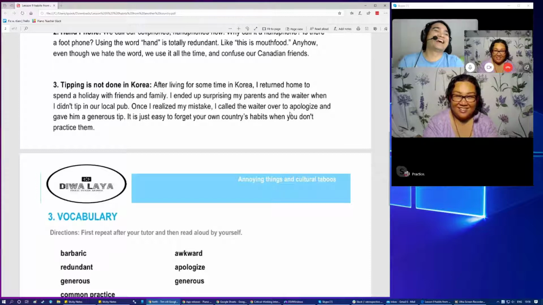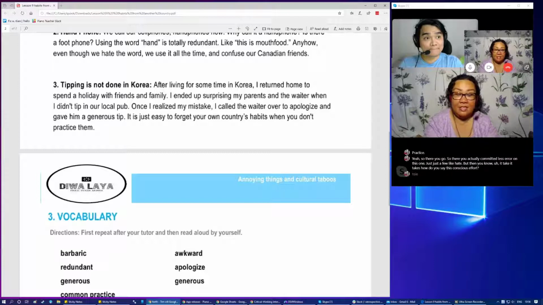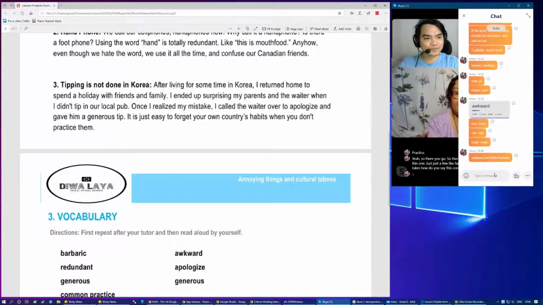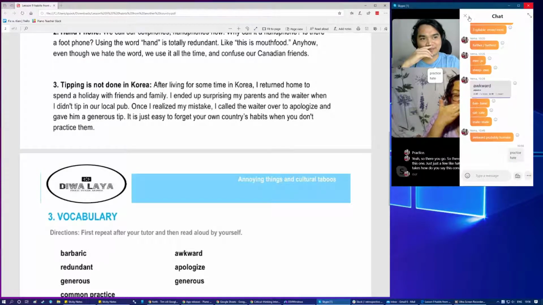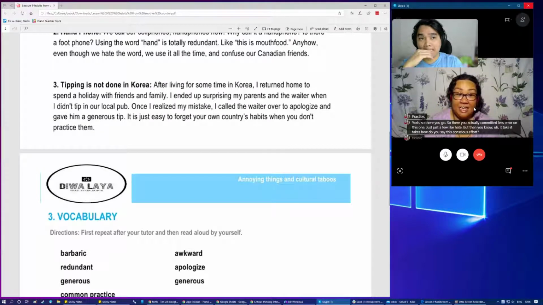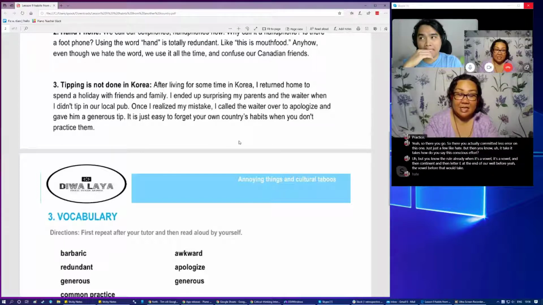Practice. Again, sorry. Practice. Yeah, so there you go. You actually committed fewer errors on this one. Just a few, like hate. But then practice, it takes, how do you say this, conscious effort. But you know the rule already. When it's vowel, then consonant, and then the letter E at the end, the vowel before that would take the long A sound, and then the E is silent, like hate. See, hate. It takes the A sound and then the E is silent.